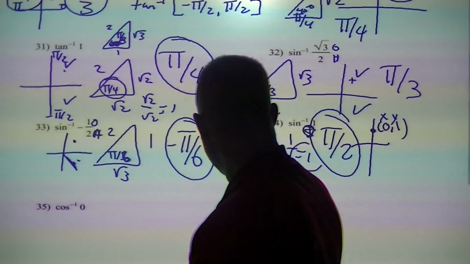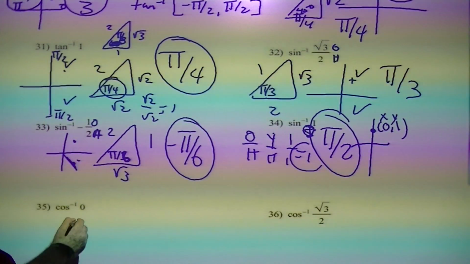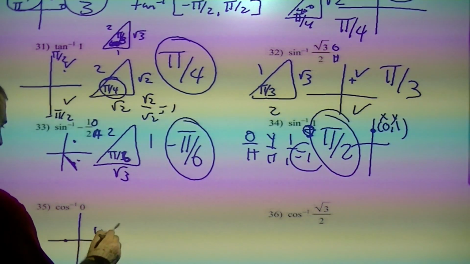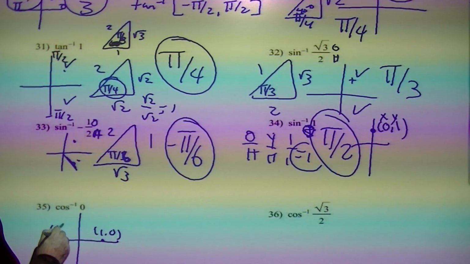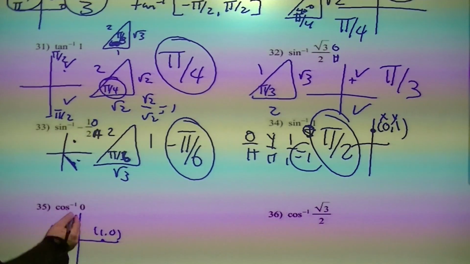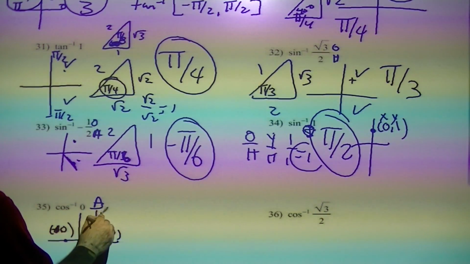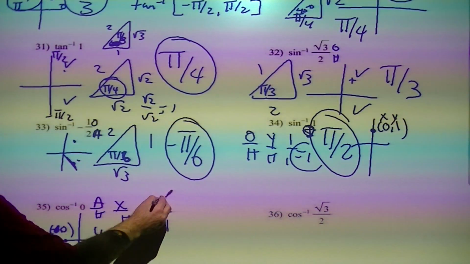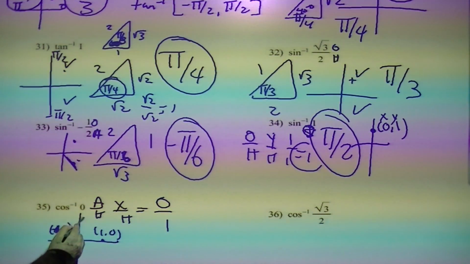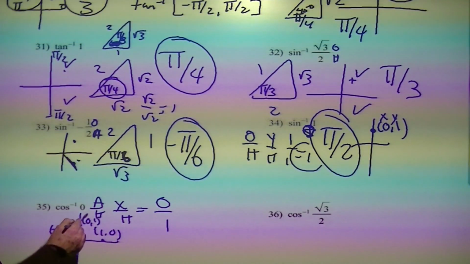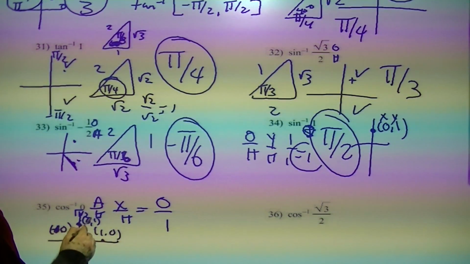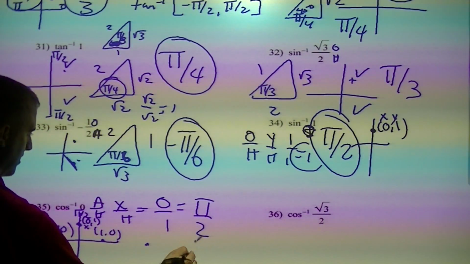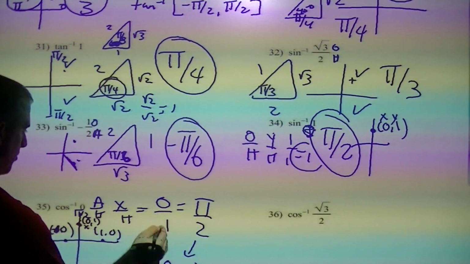Moving on to this one, cosine inverse of 0. If I look at where I'm restricted, from here to here, this becomes simple logic. Where would cosine be 0? Well, cosine is adjacent over hypotenuse, or x over h, and we always know our h is 1. The only way I'm going to get 0 is to be here. So that's got to be pi over 2, because at pi over 2, the x is 0 and the y is 1, so 0 over 1.